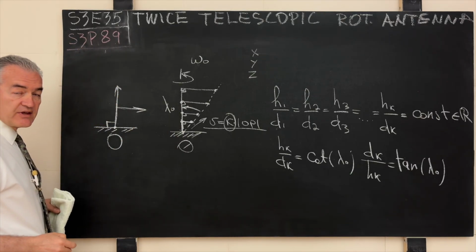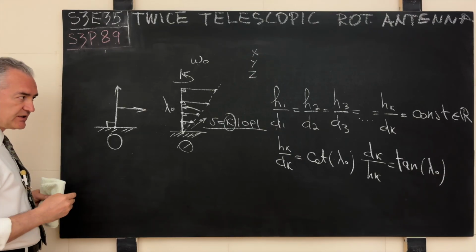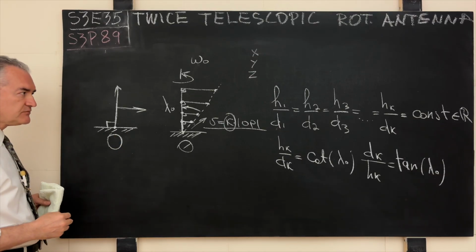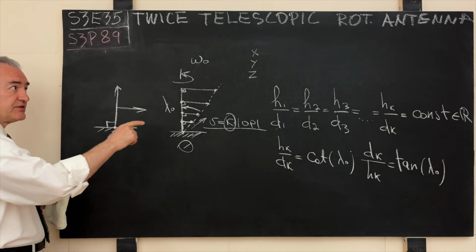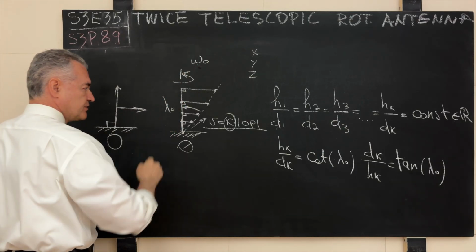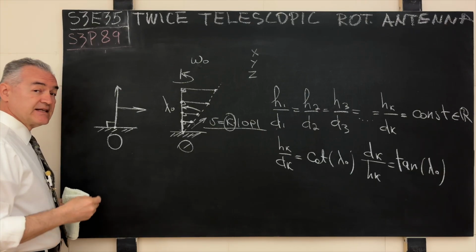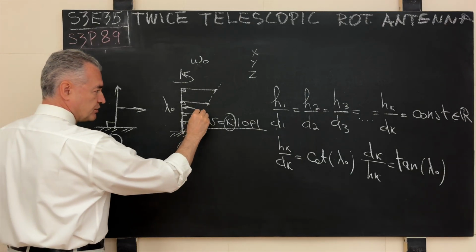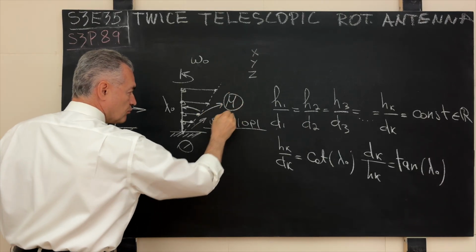And on top of everything else, as this compound motion is unfolding, both arms rotate in the horizontal plane with the constant angular velocity of omega 0. And of interest to us is the kinematic life story of the point M. Let's say we'll designate it M for moving point.